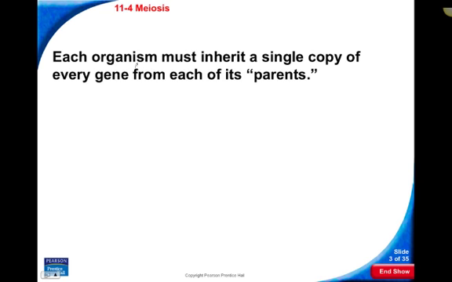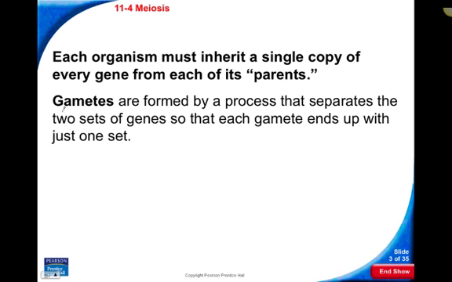Okay, so every organism must inherit a single copy of every gene from its parents. And you know this because we've been doing Punnett squares where every offspring inherits an allele from mom and an allele from dad. It can inherit a dominant allele for red hair color from one parent and a recessive allele for hair color from another parent. So you should be extremely familiar with knowing that it has to inherit a copy from each parent. Okay, how does it do that?